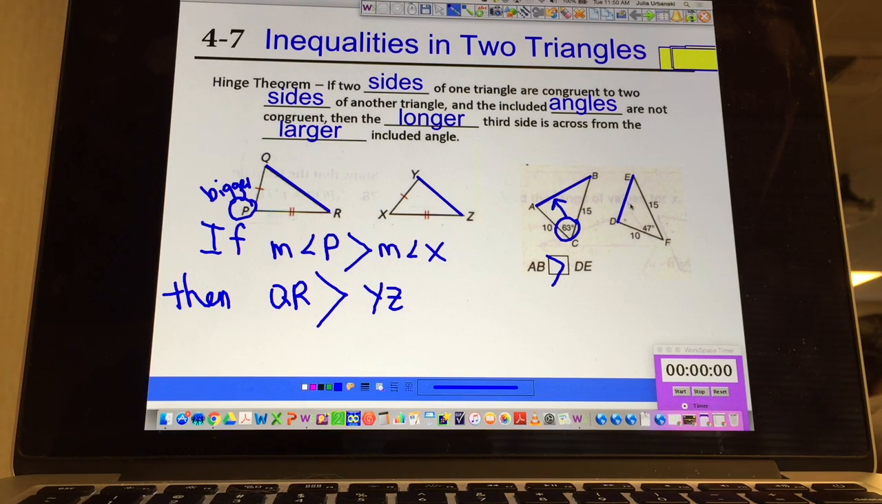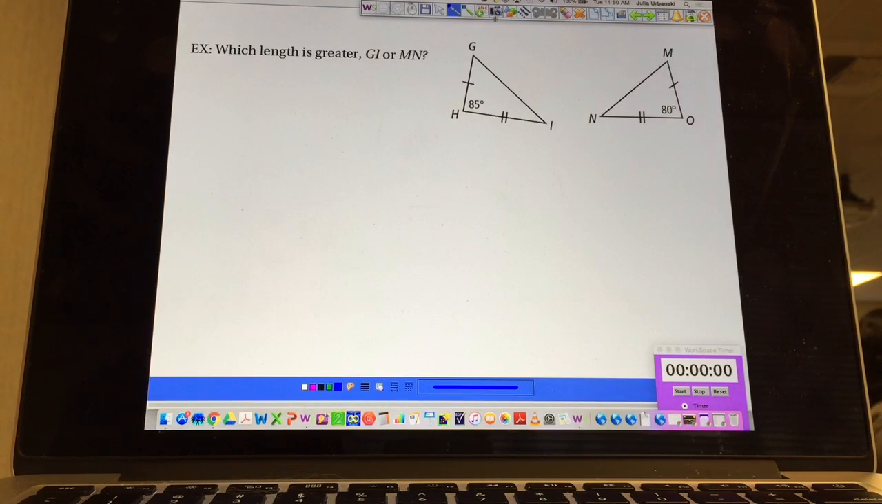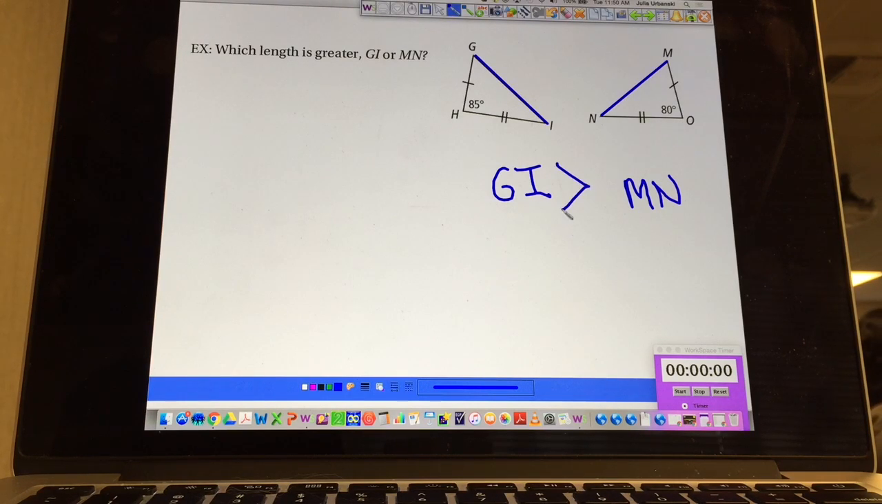47 degrees is smaller, so the side across from it is smaller. Okay? So it's the same as yesterday where the bigger angle is going to be found across from the bigger side and vice versa. So let's look at the example that's right there. They're asking us to compare GI right here with MN right there. I'm just going to write it out and then I'll put the greater than or the less than sign. To know, you look across from it. GI is across from 85, MN is across from 80. So which one's bigger? The GI. That's it? Yeah, that's it. The bigger one is across from the bigger angle.